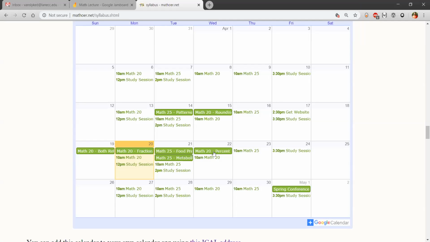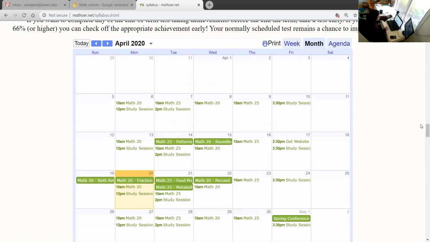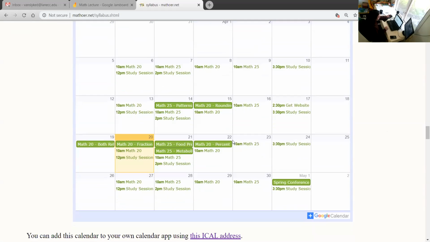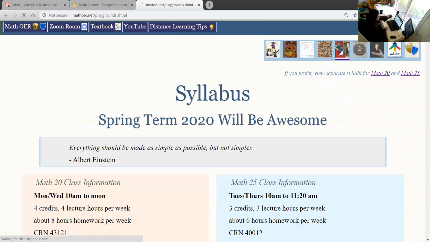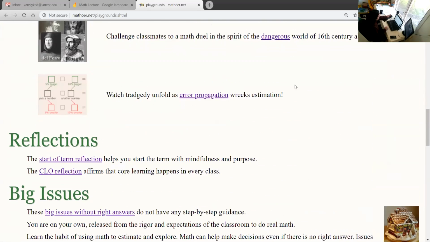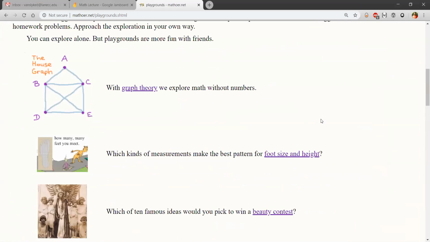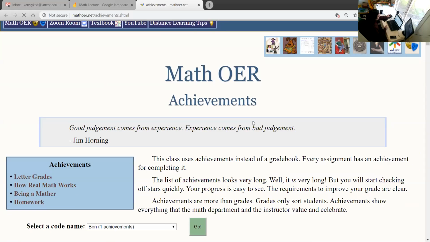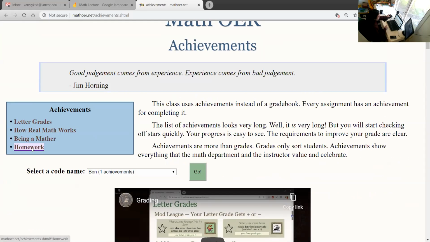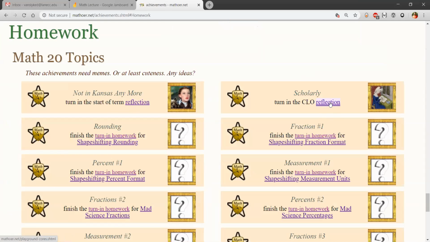Wait, where do we find the reflections? It's just through email, right? There's two ways to find it. Also, study session today after class or tomorrow at 2. So for the reflections, you can either go to the playground icon with the kid playing on the playground, and under the explorations are the 2 reflections. You can also go to the achievements, and with the list of homework there, there's the link to each of the reflections here.